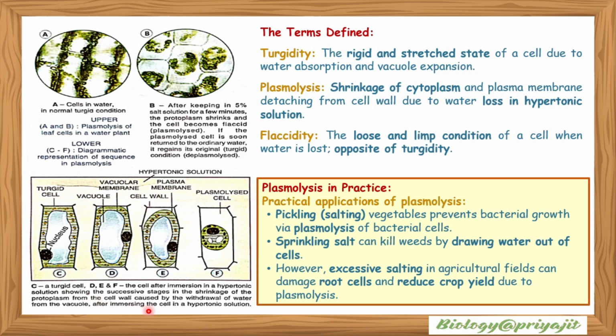This is the image showing a turgid cell. The cell after immersing in a hypertonic solution, showing the successive stages in the shrinkage of the protoplasm from the cell wall caused by a withdrawal of water from the vacuole, after immersing the cell in a hypertonic solution.